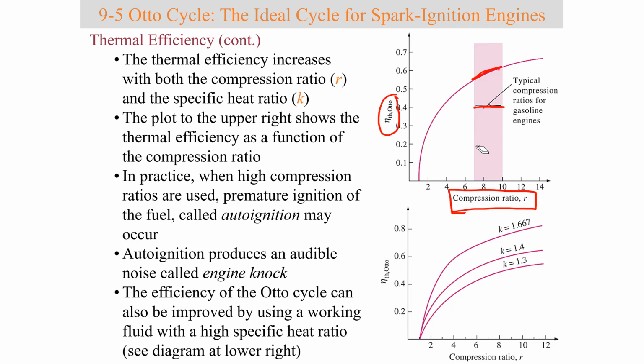So again, the plot on the upper right shows the thermal efficiency as a function of the compression ratio. And in practice, when high compression ratios are used, sometimes you get premature ignition of the fuel called auto ignition. Auto ignition produces an audible noise called engine knock. So the efficiency in the Otto cycle can also be improved by using a working fluid with a high specific heat ratio, as shown in the bottom right-hand corner.